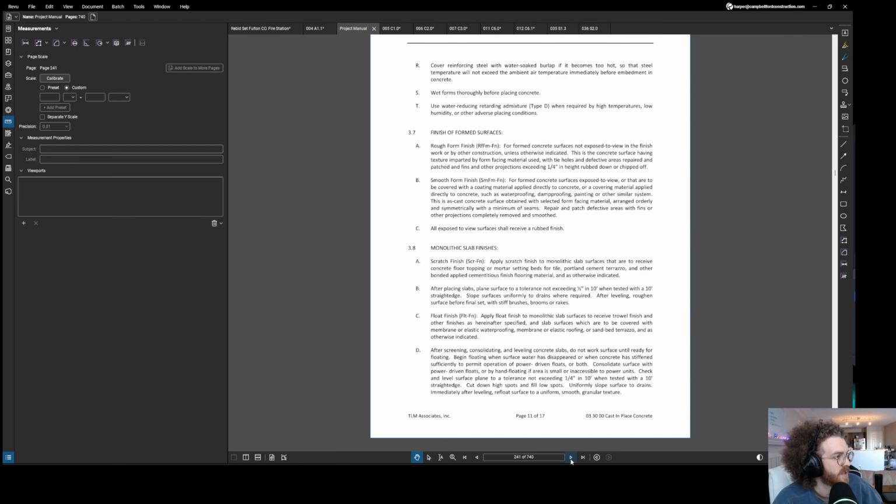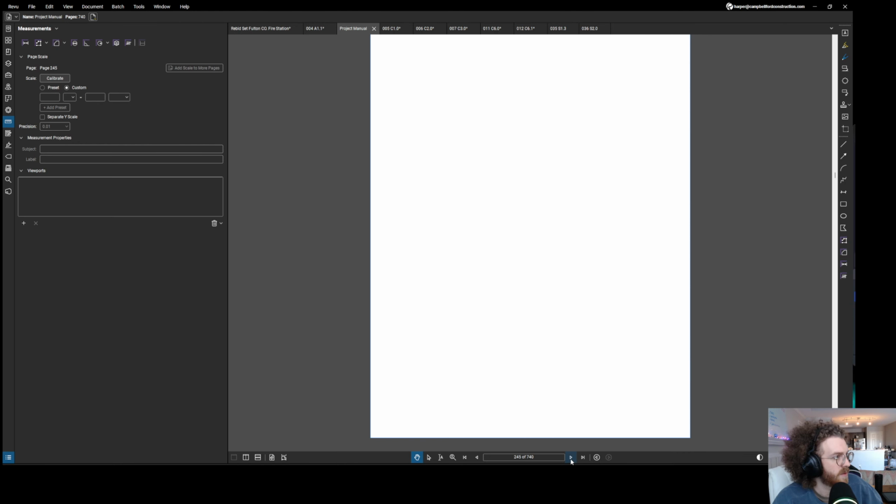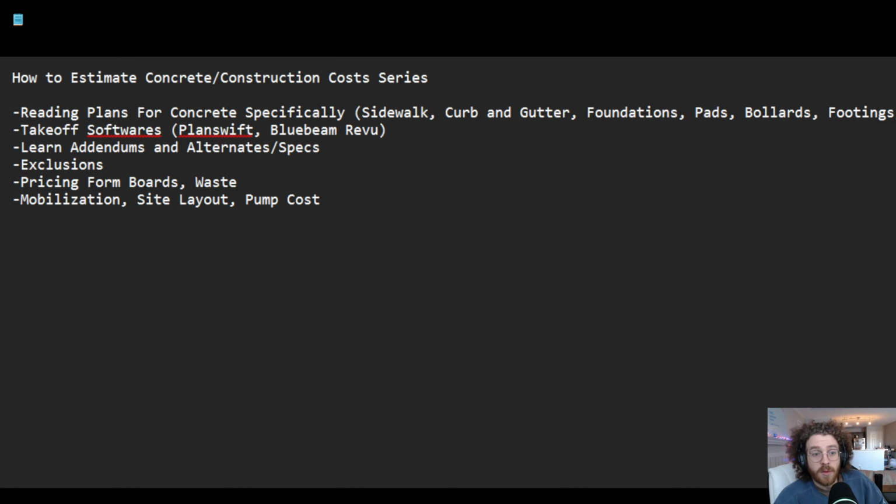Installation, slab finishes, you don't have to read it all. It is a good idea to read a spec book at least once just to get an idea of what all is in there and what pages are important. But I think that's where I'll leave it with specs. We're back to the list. So we've got addendums, alternates, and specs.